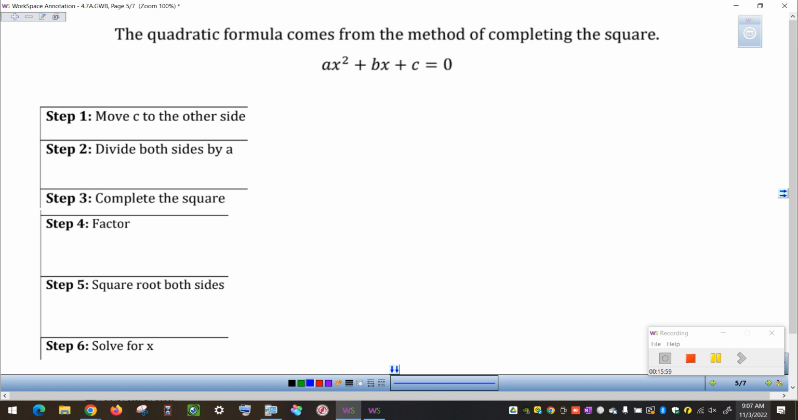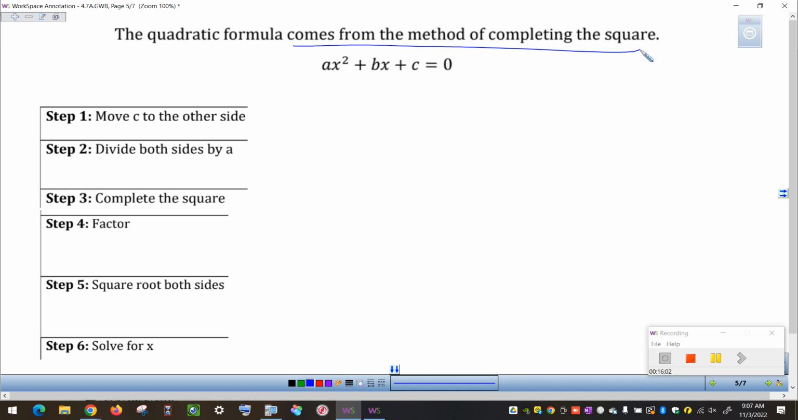And what's really cool about this is that it comes directly from the process of completing the square. It's just a generalization of the completing the square process that we did earlier in the week. So it's like saying, if we want to solve by completing the square, let's say we don't know what the numbers are, we'll just call them A, B, and C. How can we make this process still work? And then what results is the quadratic formula.